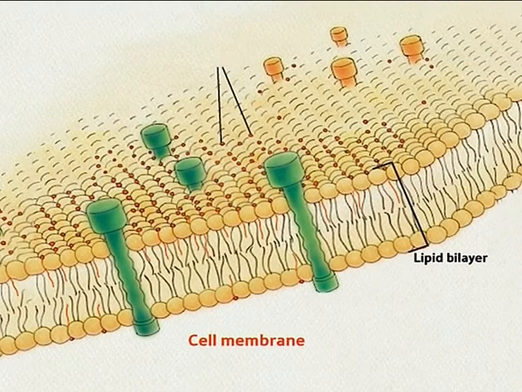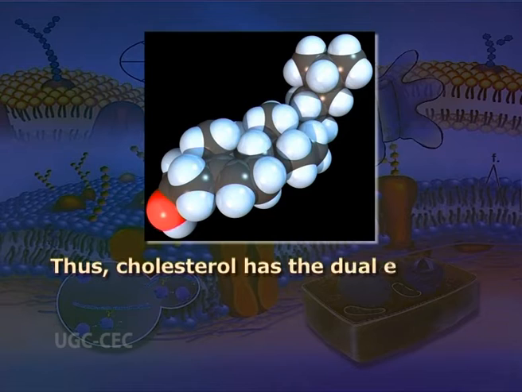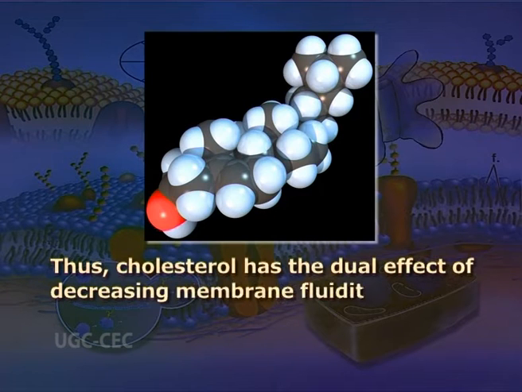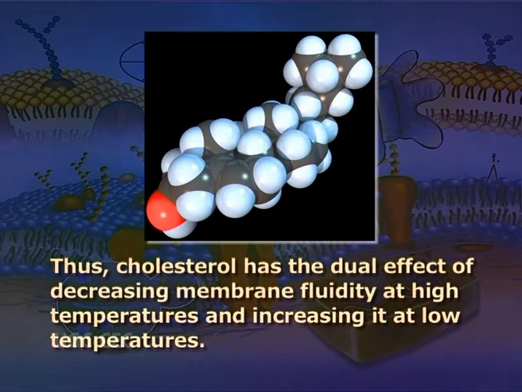This intercalation of cholesterol molecules into the lipid monolayers results in reduced membrane fluidity at higher temperatures. However, cholesterol also effectively prevents the hydrocarbon chains of phospholipids from aggregating as temperature is decreased, thereby reducing the tendency of membranes to freeze upon cooling. Thus, cholesterol has the dual effect of decreasing membrane fluidity at high temperatures and increasing it at low temperatures.